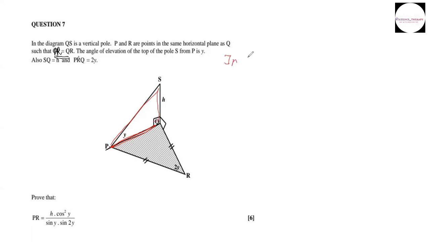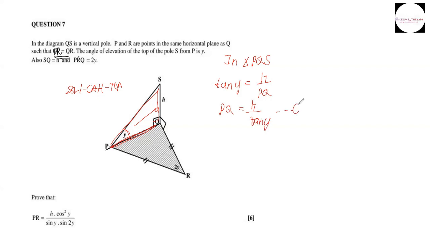Starting with this unshaded triangle, in triangle PQS, this is what we have. Remember, we want to express this in terms of PQ being the subject of the formula. Here we have a 90 degree angle, so I can apply SohCahToa. We are given this opposite side, and we also want to express it with this adjacent side. That means the trig ratio we can use is tan. So tan Y is equal to opposite over adjacent. Our opposite side is H and our adjacent side is PQ. Now let's make PQ the subject of the formula. We have PQ is equal to H over tan Y. Let's say this is our equation number 1.